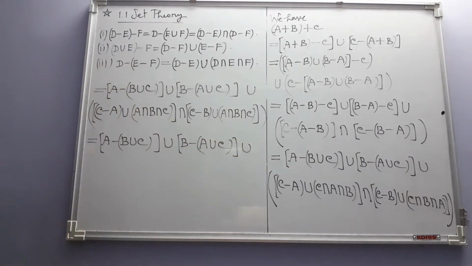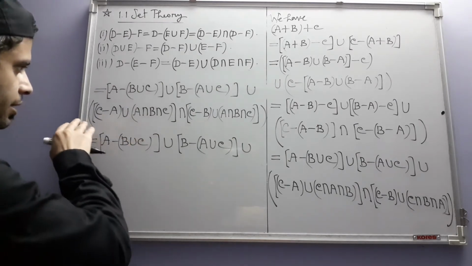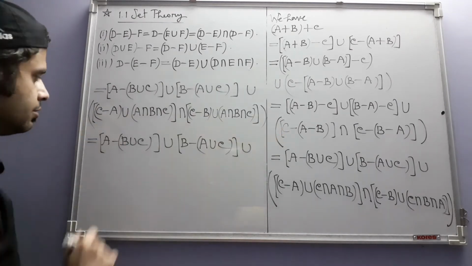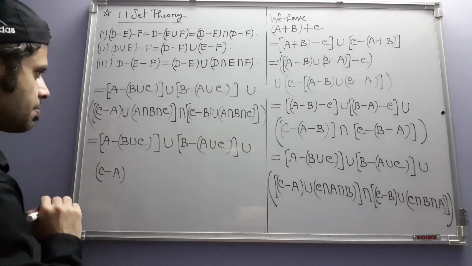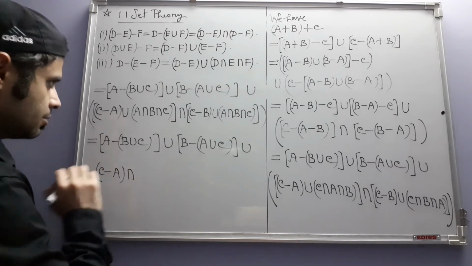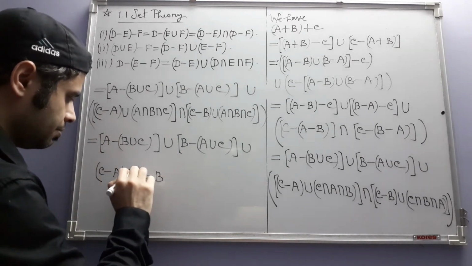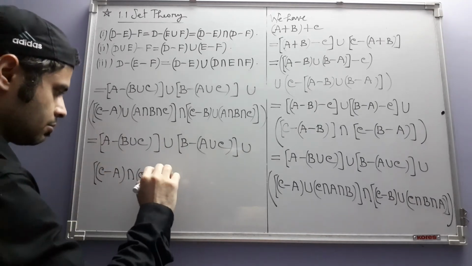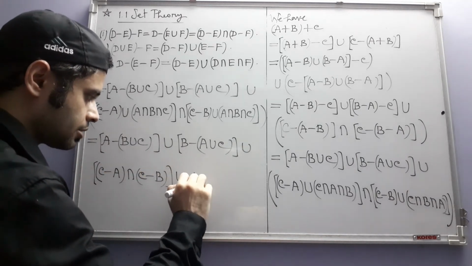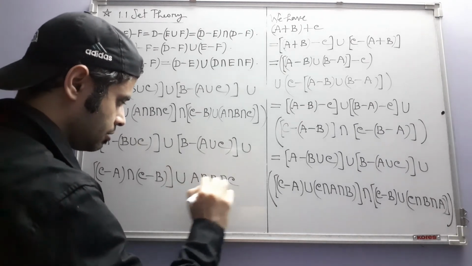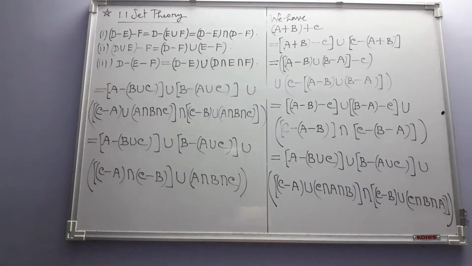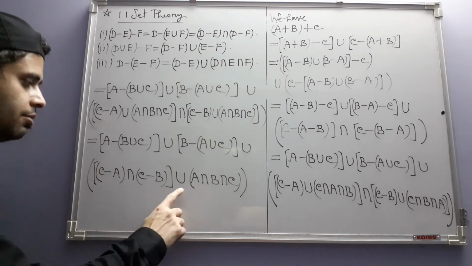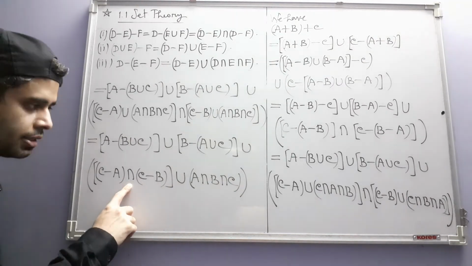Union. Okay, now in place of this whole complicated thing, I am going to write C minus A intersection C minus B union A intersection B intersection C. The question is, what have I done here? You see, this is nothing but distributive law, one of the distributive laws. Union distributes itself over intersection.